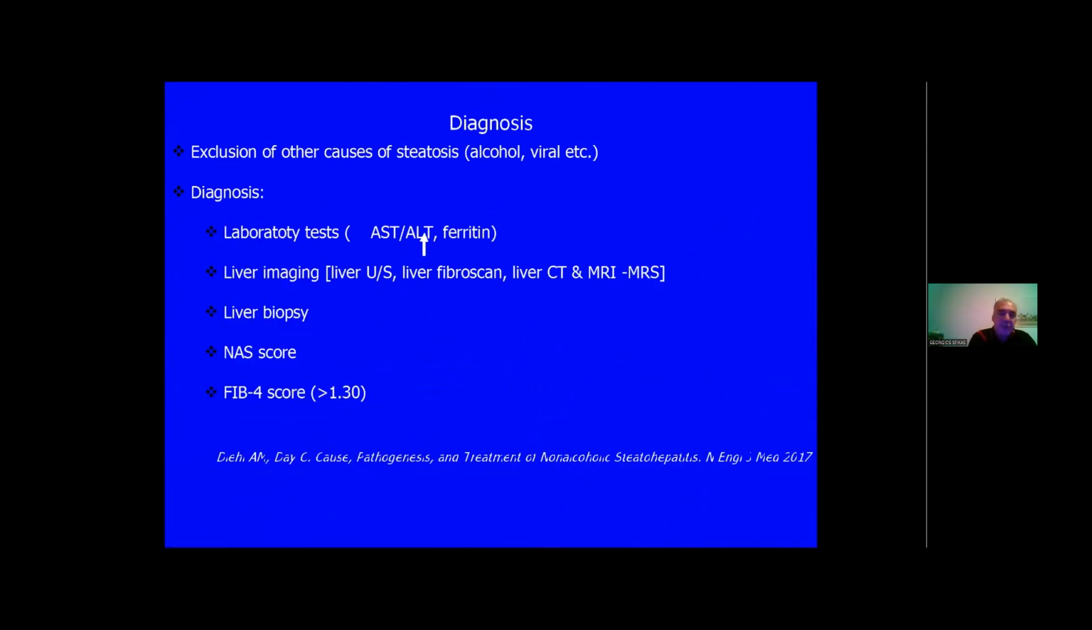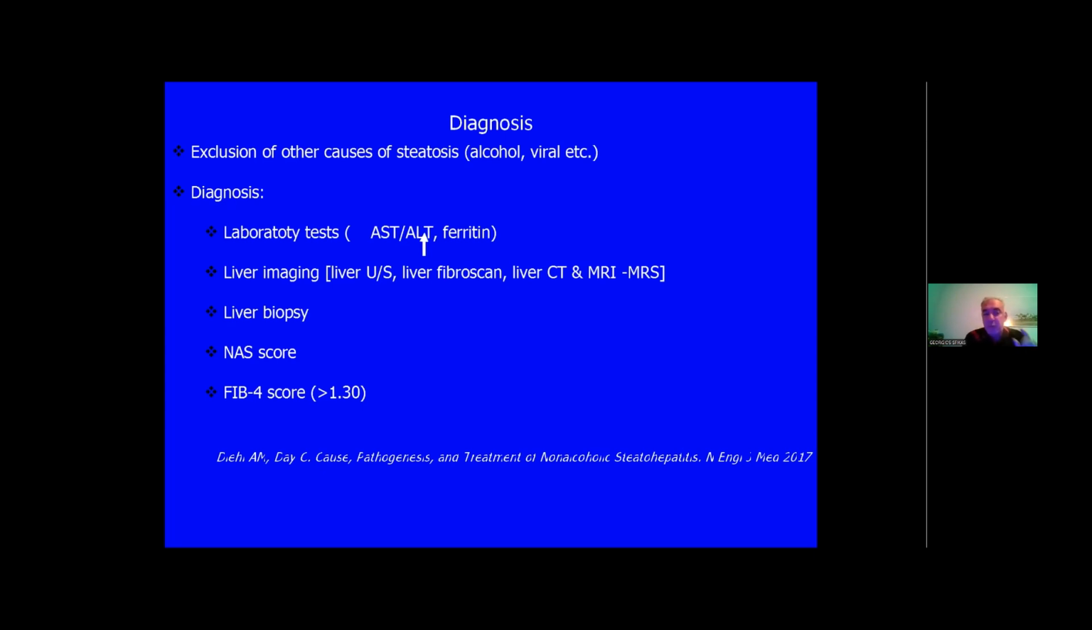Now, how do we proceed with the diagnosis? We saw that we have perhaps to exclude other causes of steatosis or steatohepatitis. We have, of course, to do the laboratory tests, AST, ALT, the ferritin is always high, higher than normal, as an indicator of inflammation. The liver imaging, ultrasound, liver fibroscan, which is very important, also the liver CT and MRI, liver biopsy, of course, which is the gold standard. This is what really says the diagnosis, especially for steatohepatitis and fibrosis. And then we have the scores, the NAS score and the FIB-4 score.